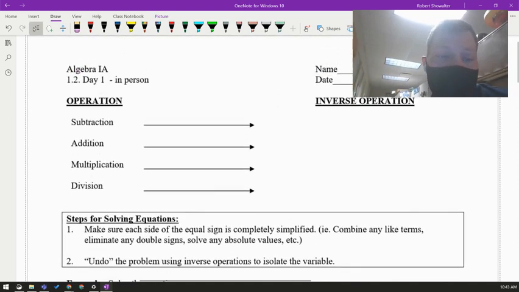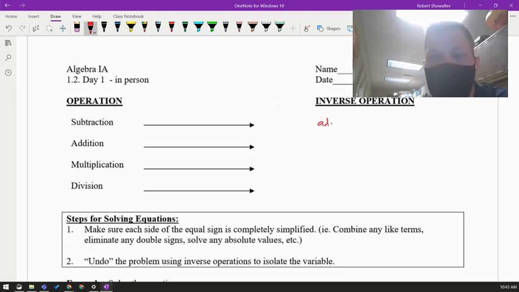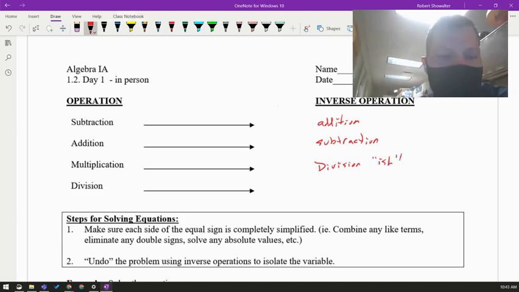But to do that, we need to remind ourselves about the order of operations, or what type of operations could be included in an equation, and how to reverse those and undo them to solve for the particular variable that we're asking for. Okay, so the opposite of subtraction is addition. Opposite of addition is subtraction. Opposite of multiplication is division. And I'm going to put an ish on that, and I'll explain that in a second. The opposite of division is multiplication.